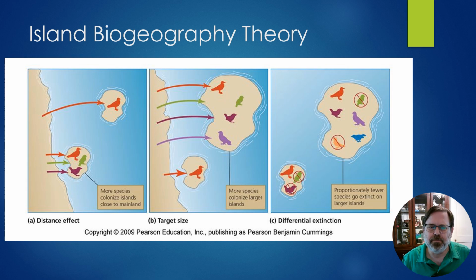The target size, a bigger patch can potentially affect more species and have more species hit the target versus a smaller island. These should be drawn as equivalent distance. Then that's going to affect fewer species would hit the target, more might fly by or miss or something like that. And then there's differential extinction. On a bigger island, it could potentially support more species through more different habitats or just more space for them. On a smaller island, you might have more of the species go extinct.